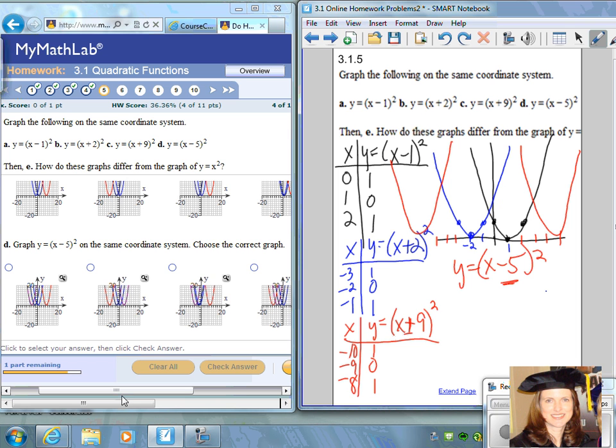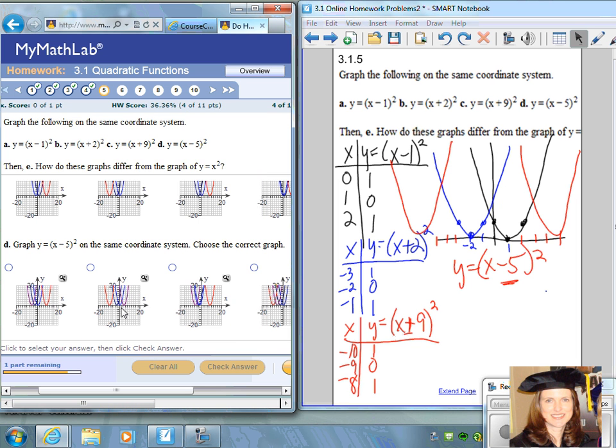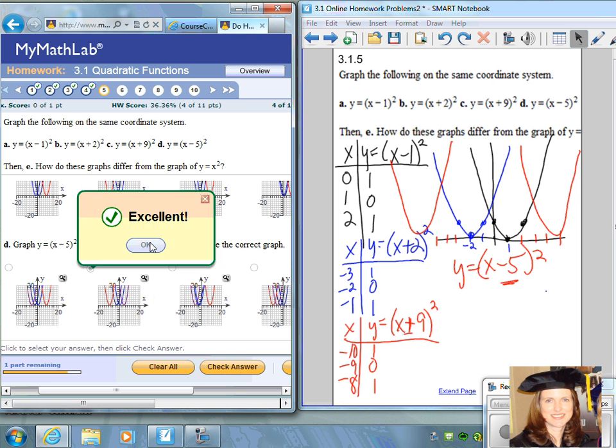And I believe they have it graphed in purple here. So the light blue is the original, the dark blue is part B, this plus 9 is in red, and the minus 5 is in purple. So you see it has been shifted to the right 5 units. And that looks most like the second choice for me.